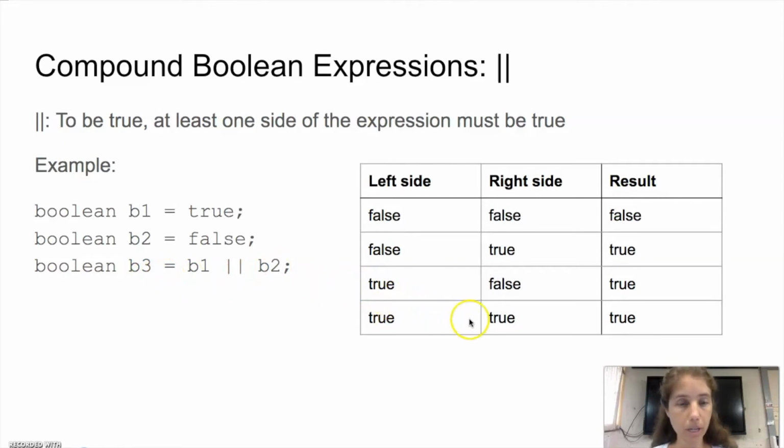Here is our truth table for the OR operator. So if both the left and the right side are false, then the compound expression evaluates to false. If either side is true, so if the left is false and the right is true, or the left is true and the right side is false, then the expression will evaluate to true. And if both sides are true, it will still evaluate to true.